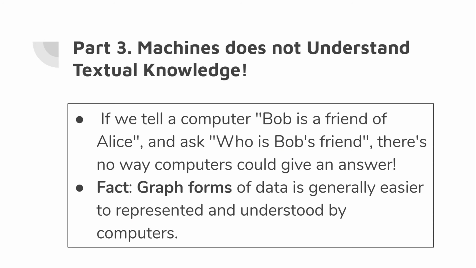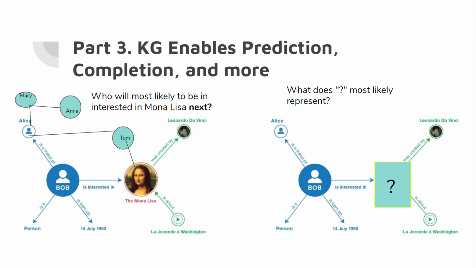And now let's talk about the motivations of knowledge graph. Computers do not understand human language. For example, if we tell the computer that Bob is the friend of Alice and ask the computer who is Bob's friend, there's no way the computer can give us an answer. To solve this problem, we come up with knowledge graph. It's a widely accepted fact that knowledge-form data is generally easier to be represented and understood by computers. We will not discuss the exact reason because it's well beyond the scope of this video.